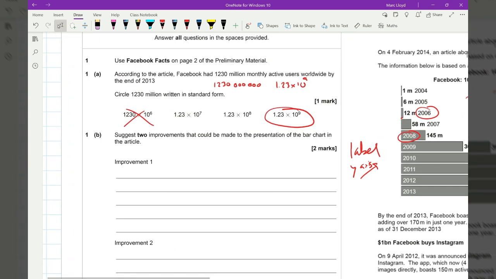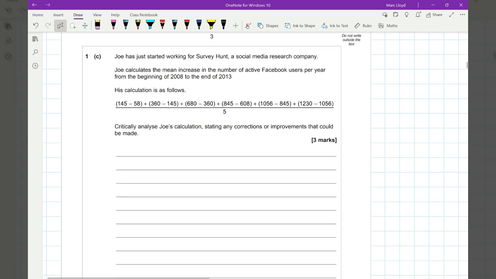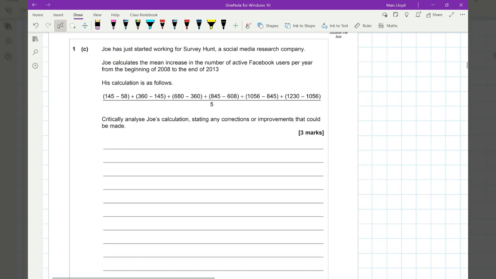Okay, go back now to question C. Joe has started working for Survey Hunt, a social media research company. Sorry, I've got something on my screen, I'm just trying to get rid of it. There we go. Joe calculates the mean increase in the number of active Facebook users per year from the beginning of 2008 to the end of 2013. His calculations are as follows. Critically analyze Joe's calculations, stating any corrections or improvements that could be made.